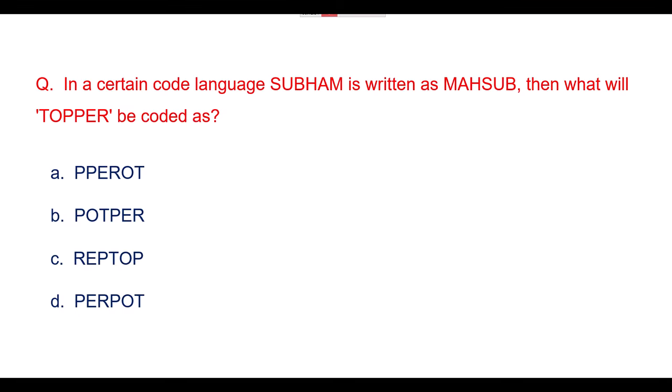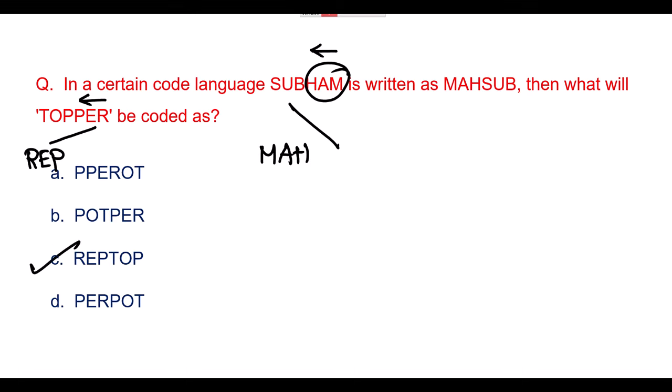Yes, what you can do? SVB is written as it is, but this pair is written in reverse: MAH. SVB as it is. Here also PR must be REP, but the remaining is as it is. Option C. By mistake, we may think of writing from back to front sometimes, but it's not entirely back to front. Half the part is back to front, and the remaining part is as it is.